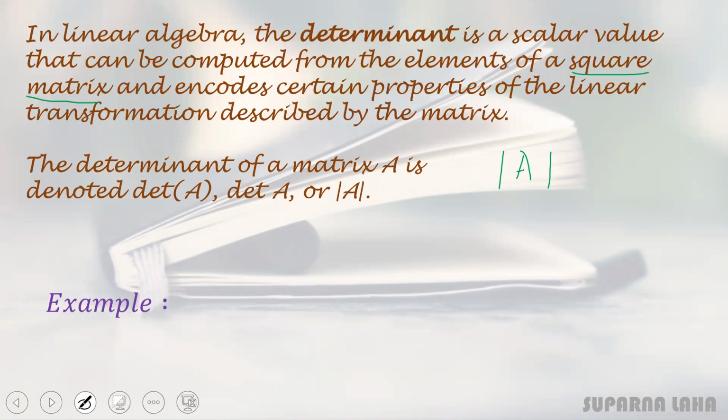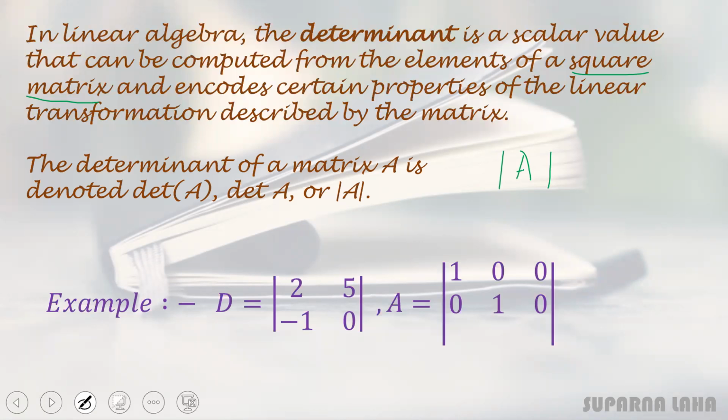So let us take some examples. This is 2, 5, minus 1, 0. Here there are 2 rows and 2 columns, so this is a determinant of order 2. Here there are 3 rows and 3 columns, so it is a determinant of order 3. Remember that we will use the elements of a square matrix for finding the determinant. We will not use a rectangular form. We will always use the square form, that is 2 by 2, 3 by 3, 4 by 4, 5 by 5, and so on.